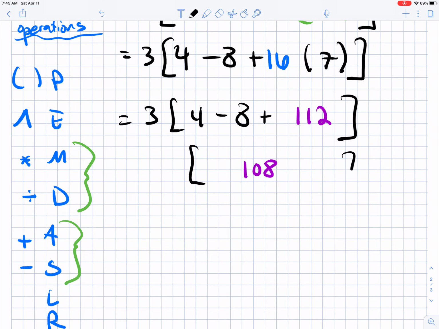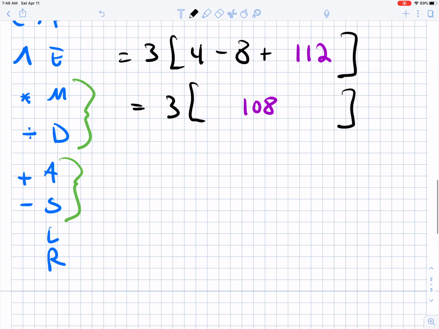What's left? The 3 comes down. Okay. And then 3 times 108 is 324. And this was the final result that I got.